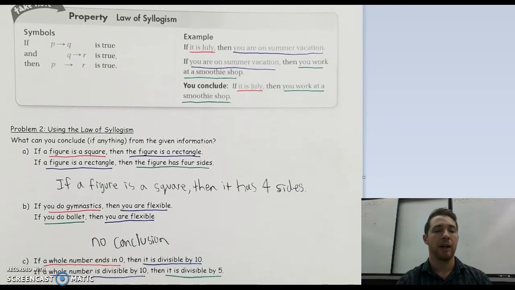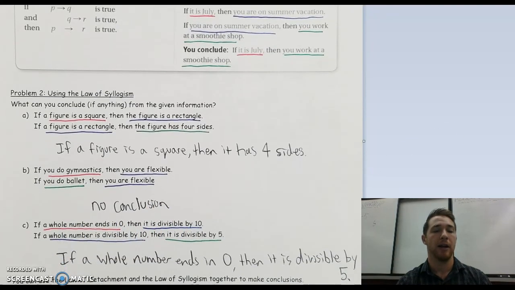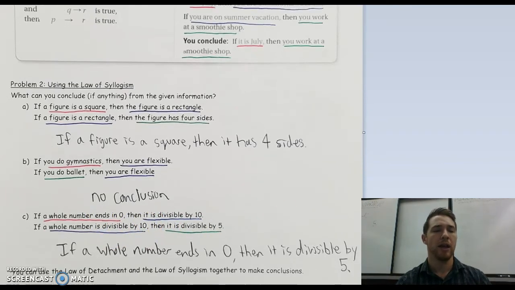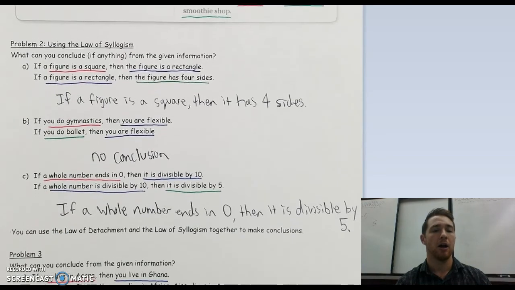So trying that again with the last one, if a whole number ends in 0, then it's divisible by 10. Also, if it's divisible by 10, then it's divisible by 5. So I can link, again, a hypothesis matching a conclusion of another statement. I can link those together to say that if a whole number ends in 0, then it must also be divisible by 5. So again, as long as I have a conclusion matching a hypothesis, I can link the other two parts together. And let's look at our combined problem here.